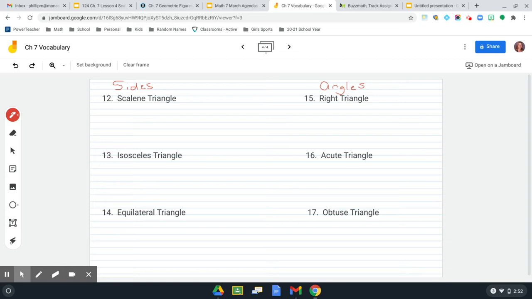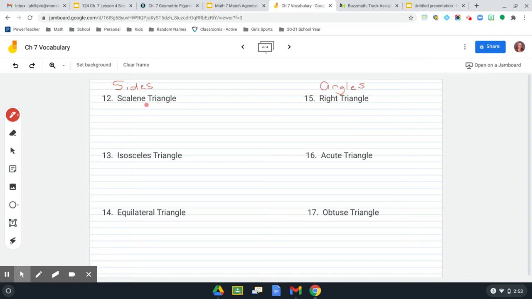On the back side of that worksheet, you have 6 terms that talk about the sides of triangles and the angles of triangles. If you notice here, scalene triangle, isosceles triangle, equilateral triangle, these are all based on the sides. That's how you classify a triangle by its sides. And then right triangle, acute, and obtuse triangle, those are the 3 ways you classify a triangle by its angles.